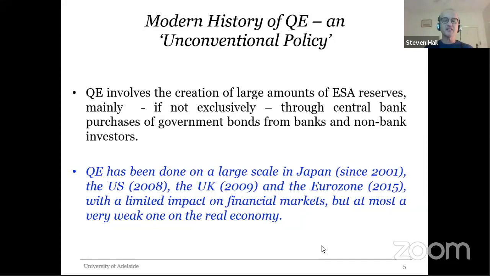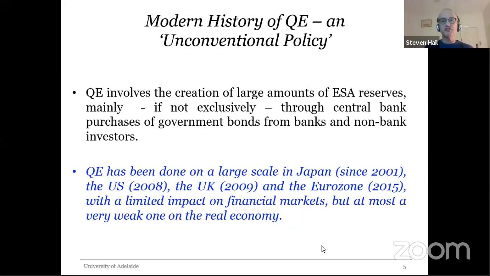The US Fed, the Federal Reserve, introduced quantitative easing immediately after the global financial crisis broke out in 2008. The UK followed suit in 2009. And the European Central Bank eventually implemented a quantitative easing policy itself in 2015.